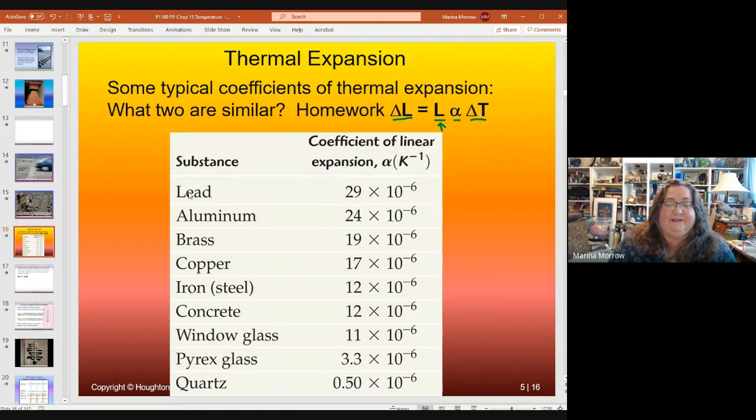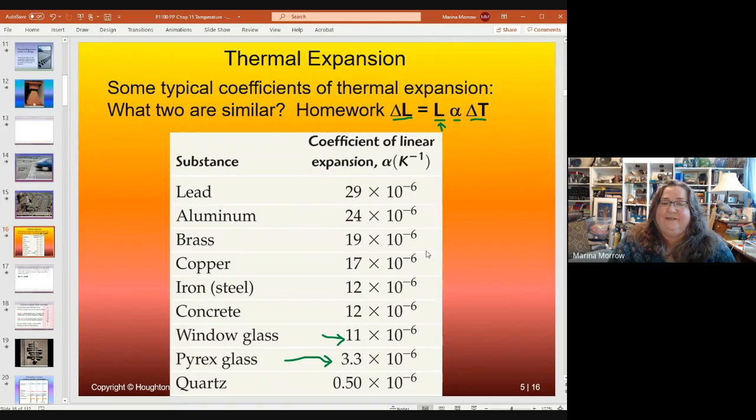So different materials expand at different rates. Lead, you can see, expands the most. Quartz expands the least. Pyrex, if you've used chemistry material, the thing is that they want it not to expand too much when it's heated or cooled. And so Pyrex is an improvement over regular glass, which has about 3 times as much expansion. So anyway, different materials expand different amounts.